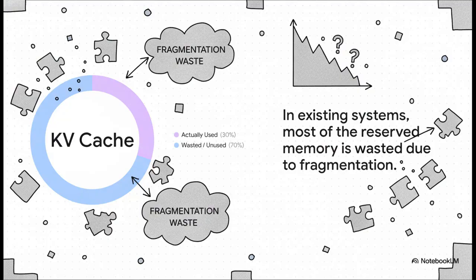Okay, now this is where it gets kind of crazy. This chart shows just how inefficient the whole process is. See, of all the space that's set aside for this super important short-term memory, get this. Current systems only use about 20 to 40% of it for actual information. The rest of it, that massive slice of the pie, is just waste. It's lost to a problem called fragmentation.